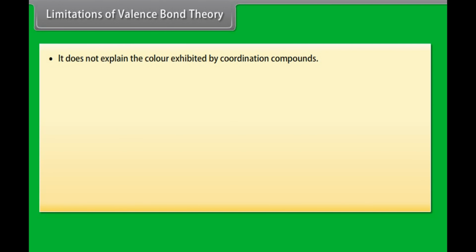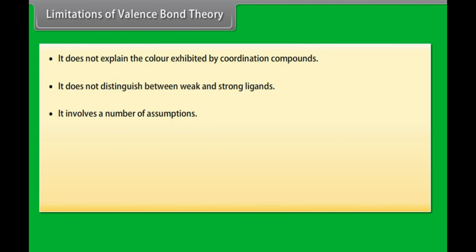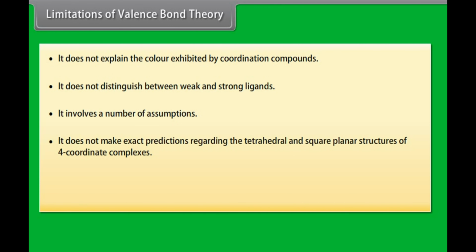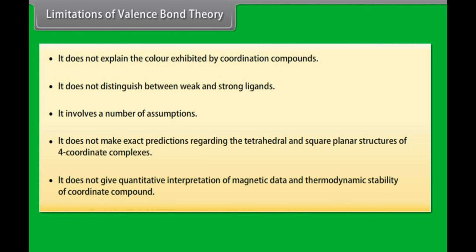Limitations of valence bond theory. The main limitations of valence bond theory are following. It does not explain the color exhibited by coordination compounds. It does not distinguish between weak and strong ligands. It involves a number of assumptions. It does not make exact predictions regarding the tetrahedral and square planar structures of four coordinate complexes. It does not give quantitative interpretation of magnetic data and thermodynamic stability of coordinate compounds.